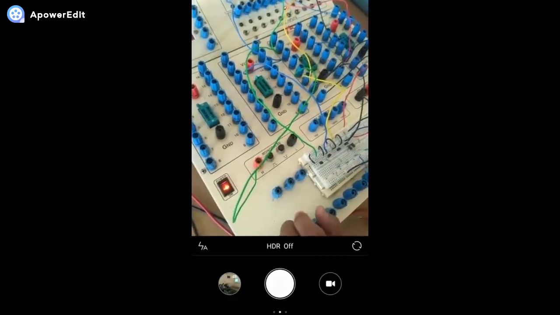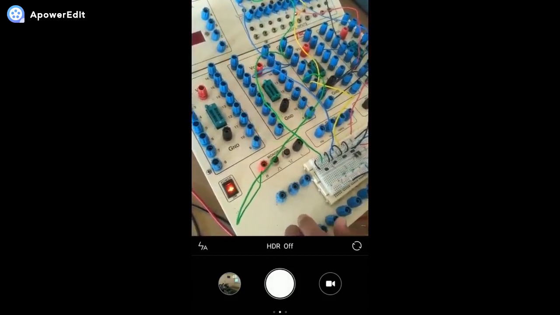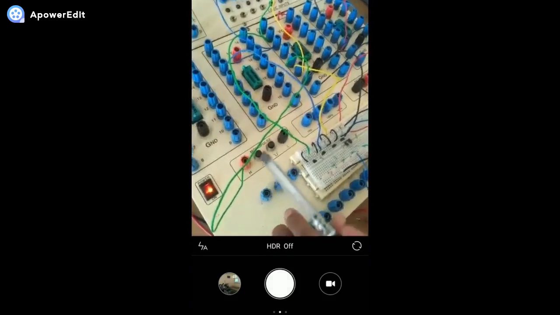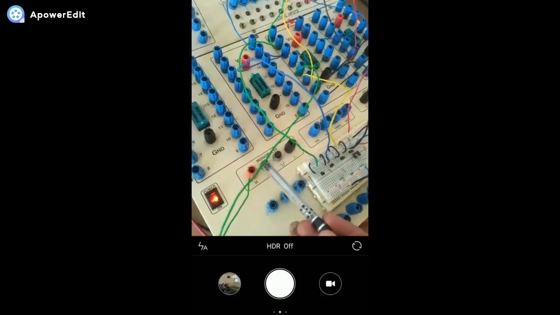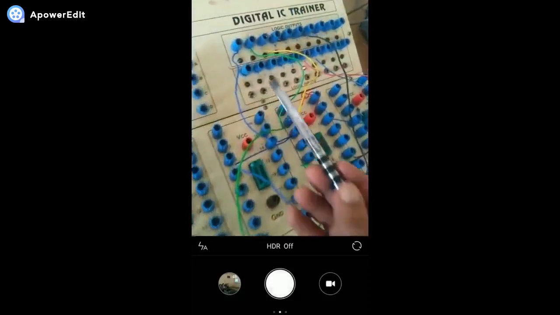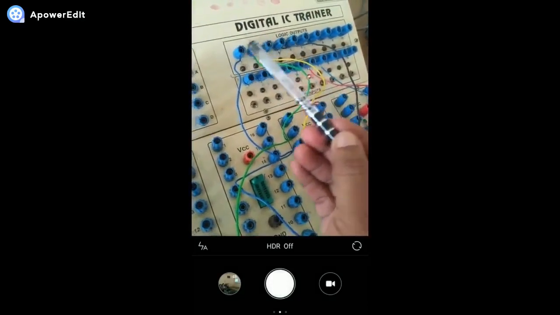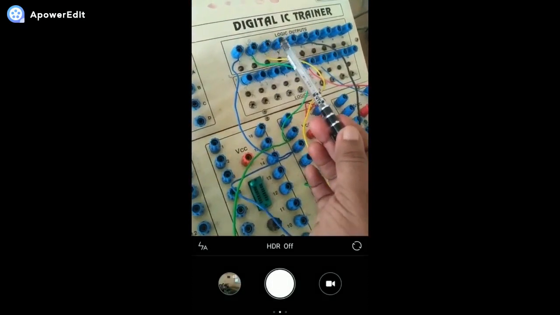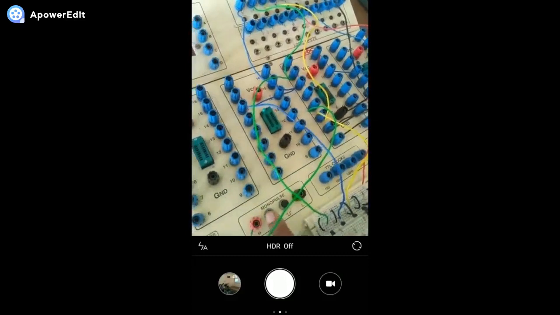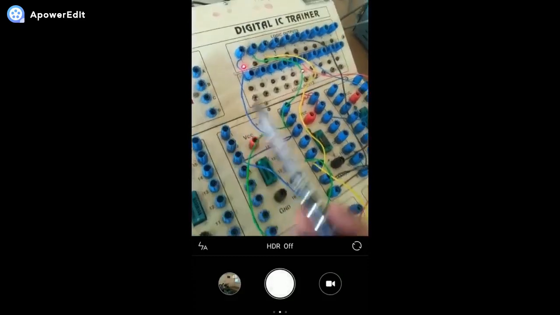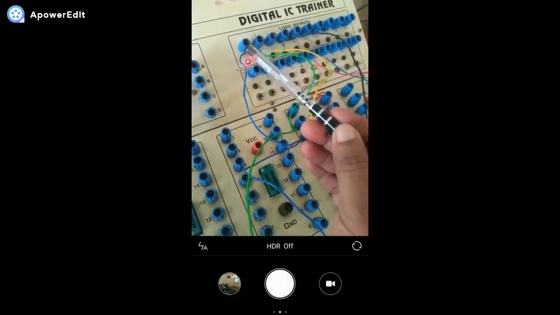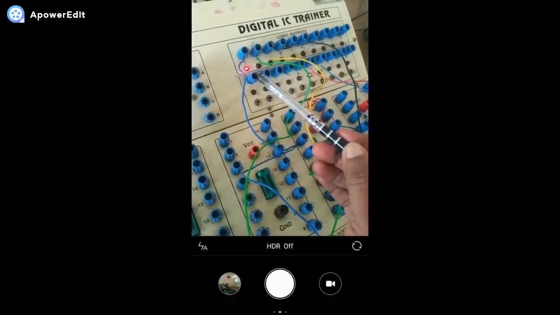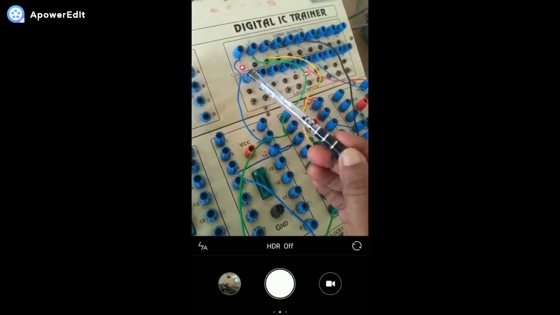So now I will show the result of the mod 16 counter of the R-2R digital to analog converter. This is your clock pulse. When you give the clock pulse, there is some variation in the output signal. Here I consider Q0, Q1, Q2 and Q3. When I give the first clock pulse, Q0 is equal to 1.